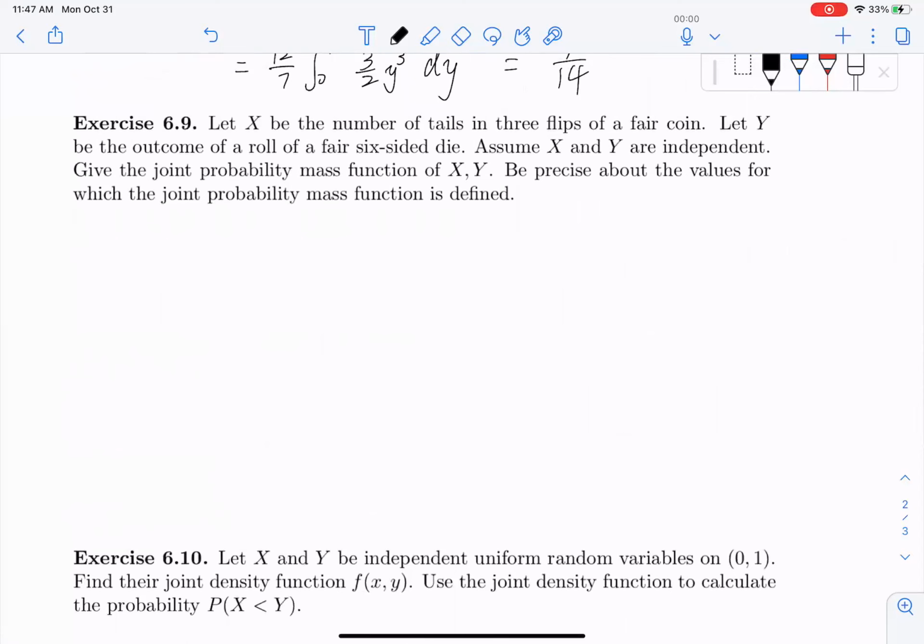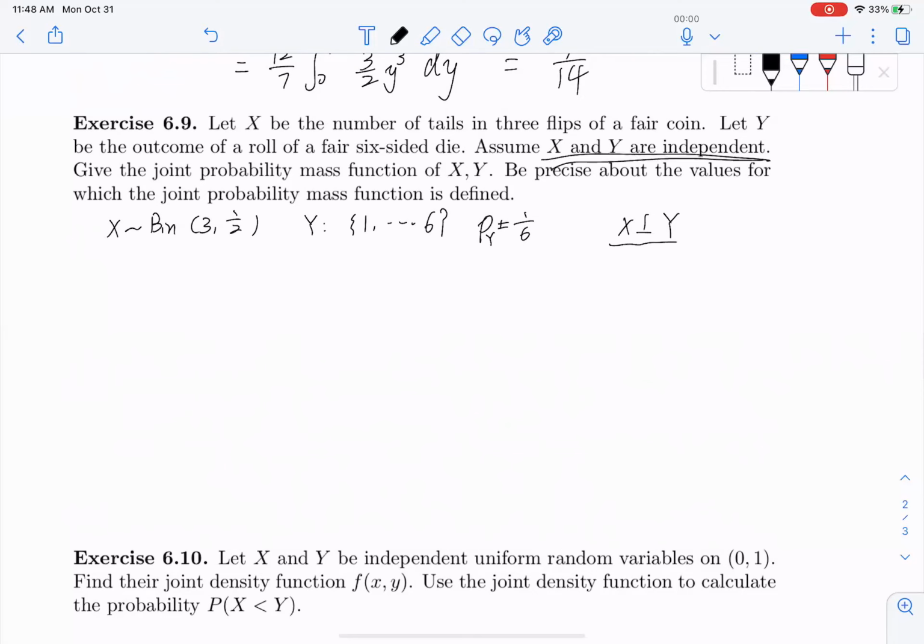Then the next one. X is the number of tails in 3 flips of a fair coin. So X follows this distribution, right? The number of tails. Y is the outcome of a roll of a fair 6-sided die. So Y takes values from 1 to 6 with probability 1/6 for each number. Okay, and X and Y are independent.